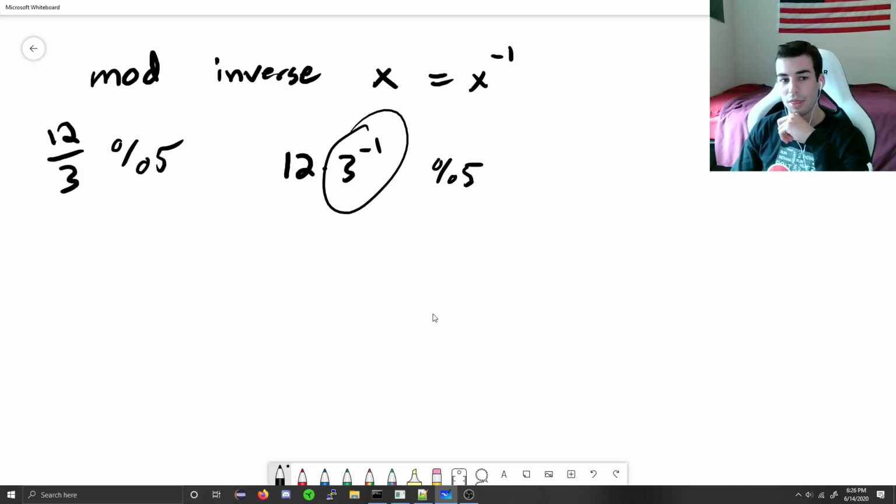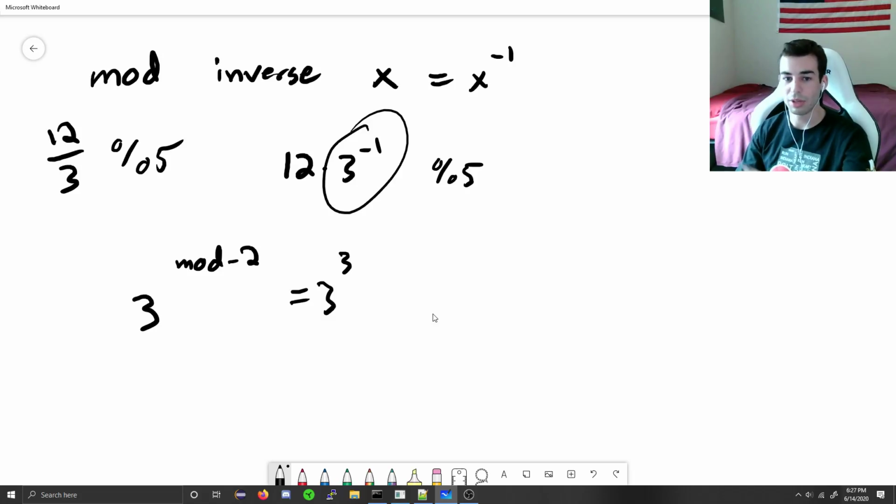So how do we calculate 3 inverse? Well, it's a bit tricky. Basically, we take this 3, and then we take it to the power of the mod minus 2. Why the mod minus 2? Well, I'll explain that in just a minute. But if you take 3 to the mod minus 2, that's equal to 3 to the 3 in this case. If the mod was 10 to the 9th plus 7, it would be 3 to the 10 to the 9th plus 5. That's the power that we would take 3 to, and calculate that under mod.